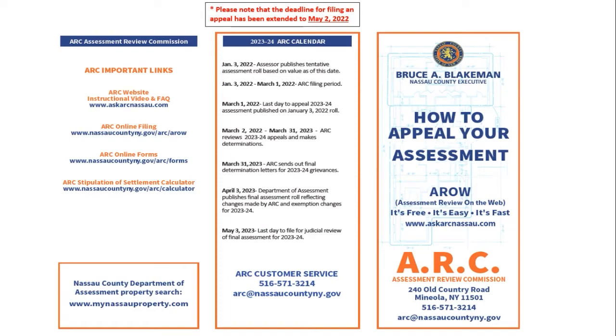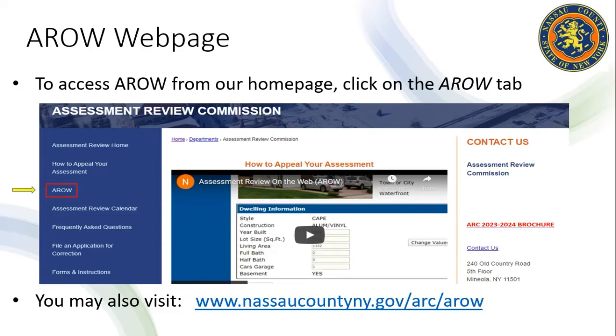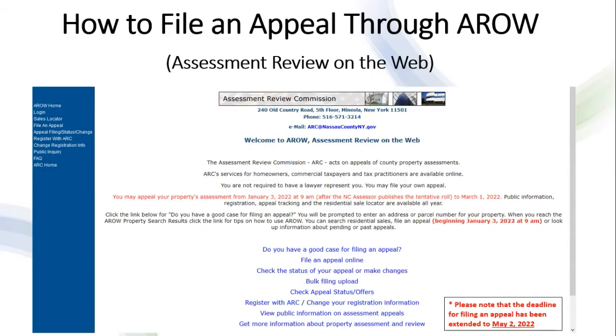Let's continue, shall we? Okay, we're going to be talking a lot about Arrow tonight. Arrow stands for Assessment Review on the Web, and you can get there one of two ways. From the ARC page, you can go on the left where it says Arrow, or you can go there by clicking on or typing in www.nassaucounty.ny.gov/ARC/Arrow. That'll bring you to the Arrow page. Again, it's Assessment Review on the Web.